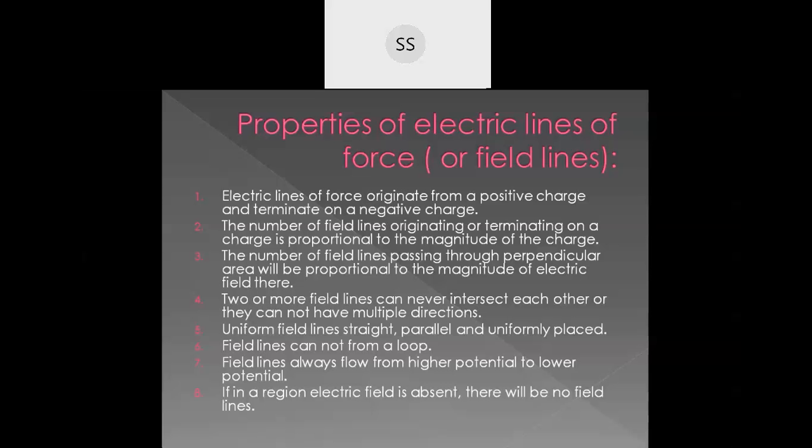Number four, two or more field lines can never intersect each other, or they cannot have multiple directions. For a particular source charge, the direction of every line of force will be the same, and they cannot intersect each other because they are going away from each other as we go beyond, right? So they cannot intersect each other.